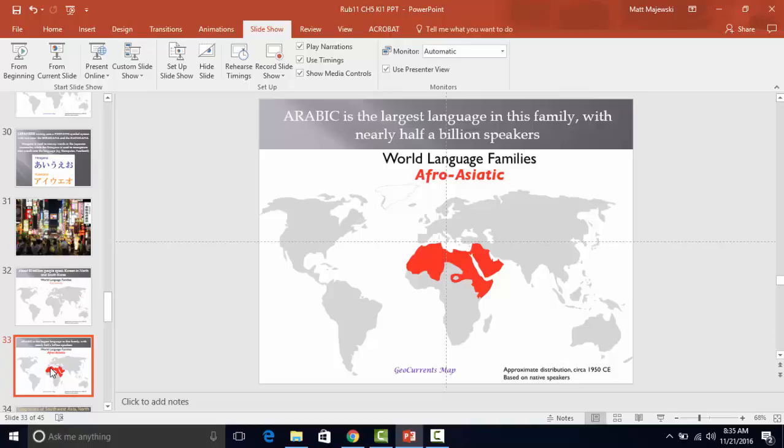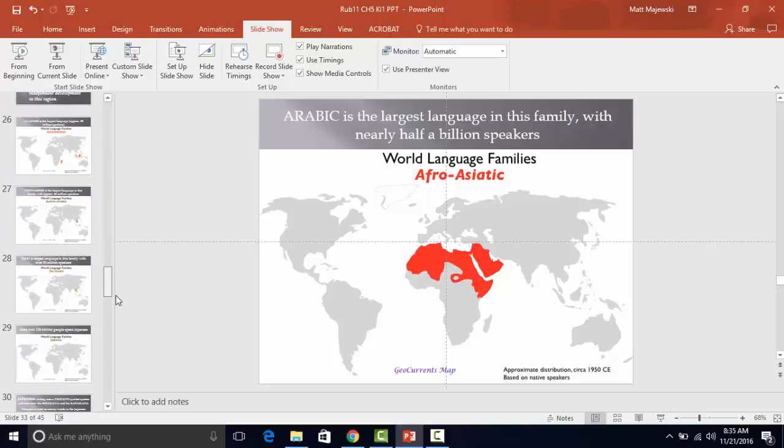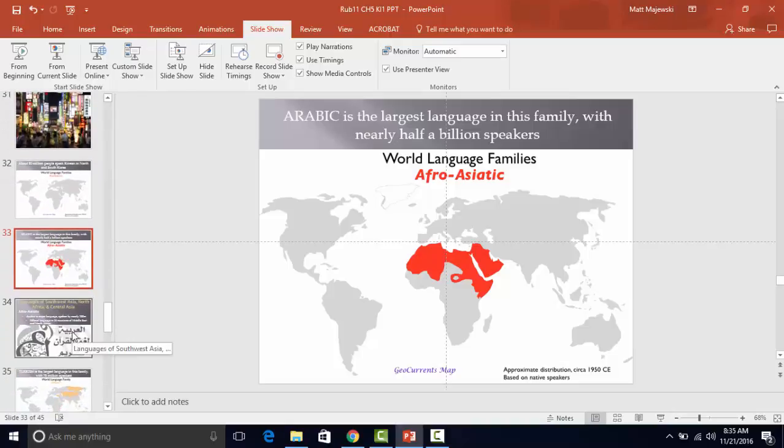Afro-Asiatic is located in Southwest Asia and North Africa. Arabic is by far the largest of those languages. About 500 million people speak it. And as you can see, this is the dominant language in the Middle East and in the northern half of Africa. It has a lot to do with the spread of Islam. Arabic was the official language of Islam. And so therefore, where Islam was strongest, generally speaking, Arabic was, and led to the massive spread of Afro-Asiatic languages across that region.